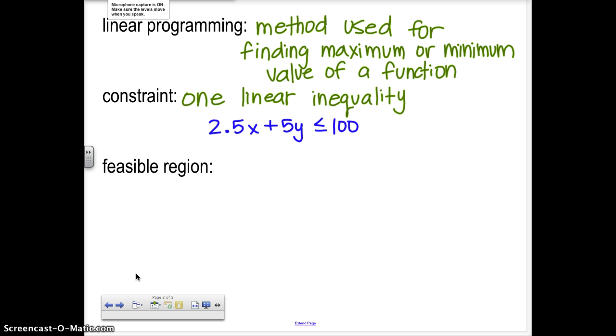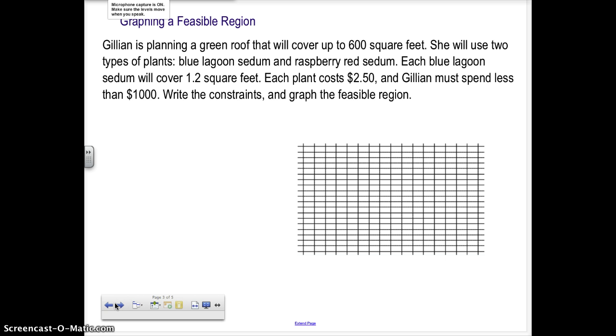Okay? The feasible region is the solution to the constraints, to the set of constraints, to the system of constraints. That's a lot of heavy vocab. As we work through this example that I'm going to take you through, it's going to make a little bit more sense. But here's our feasible region, the solution to the constraints. Now we can graph a feasible region.